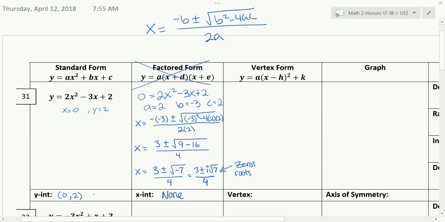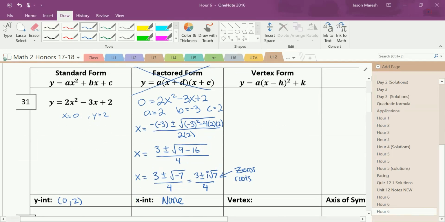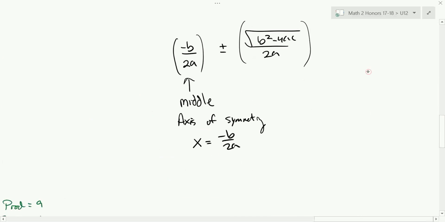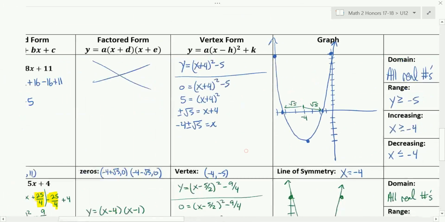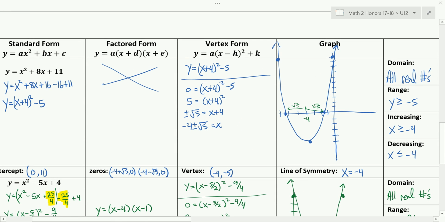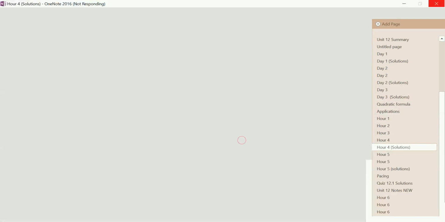And almost feels like we're getting stuck here, but let me remind you of something. If we go back and look at some prior problems we've done, remember, so what is this? All right, it's freezing on me. Give me a second.